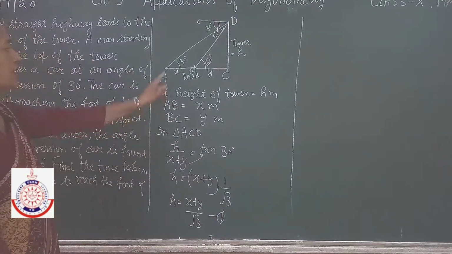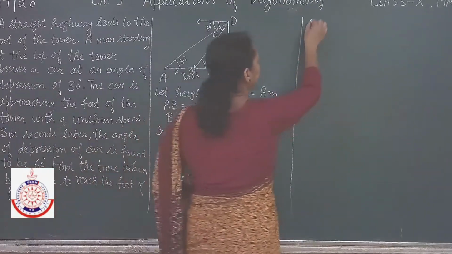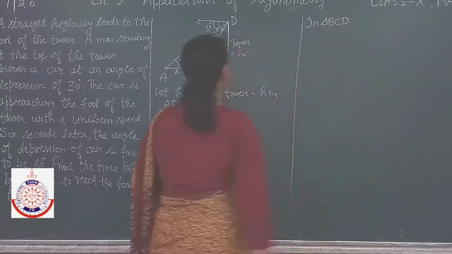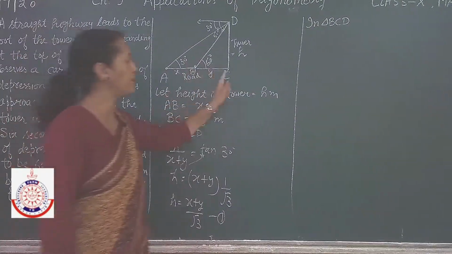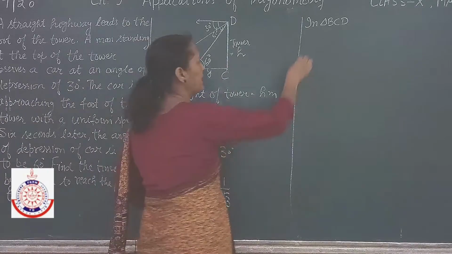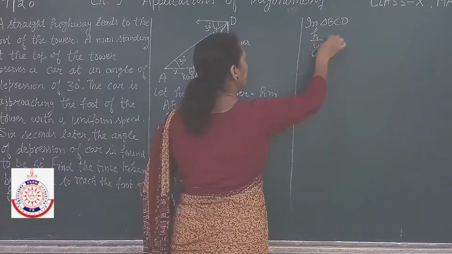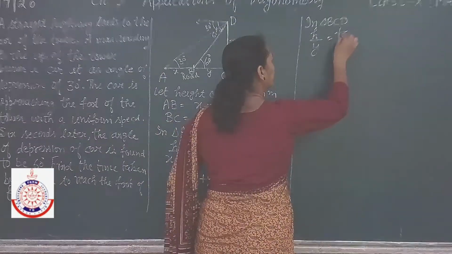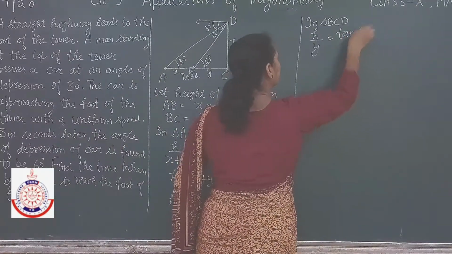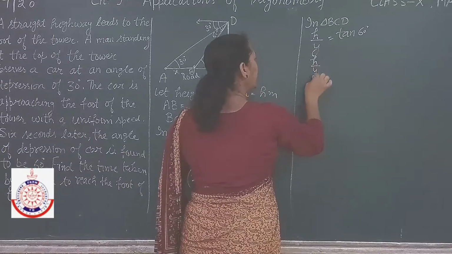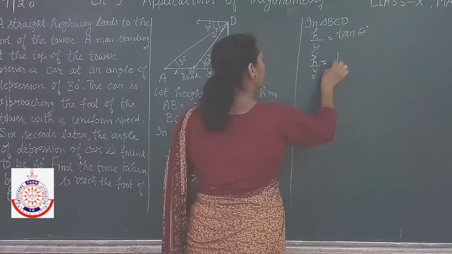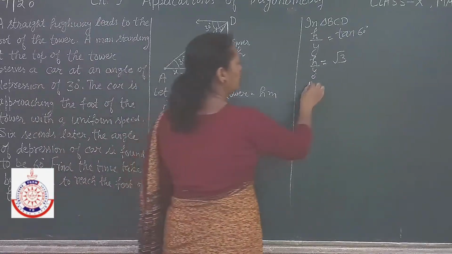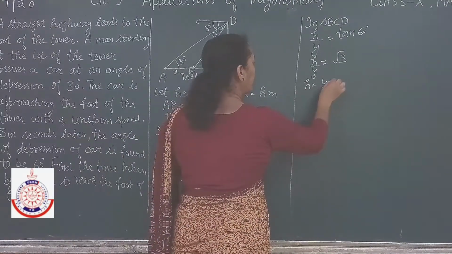Now if we take triangle BCD, in triangle BCD, again perpendicular over base, that is H upon Y. And what is the angle? The angle is 60 degree. Tangent 60 degree equals H upon Y. Tangent 60 is root 3. So H is equal to Y root 3.